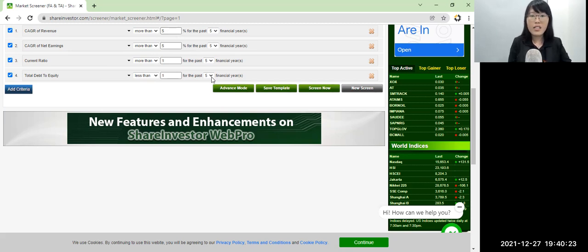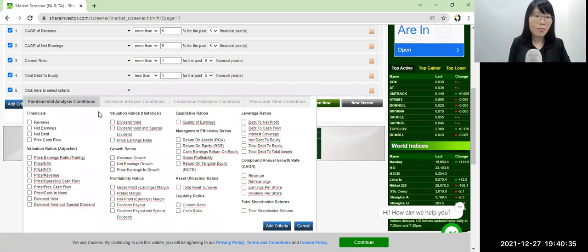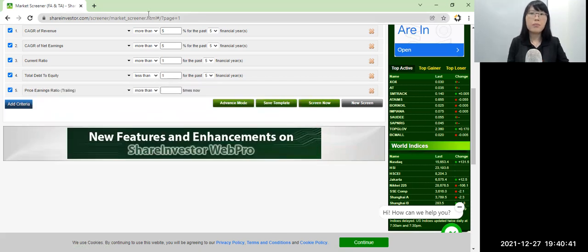Or past 1 years also can. Okay. So then the next criteria, you want to put the trailing PE ratio. Trailing PE ratio, you can select the add criteria. Then you click on it. You can set less than 10 times. 10. Okay. After you key in all the details, you click on the screen now.